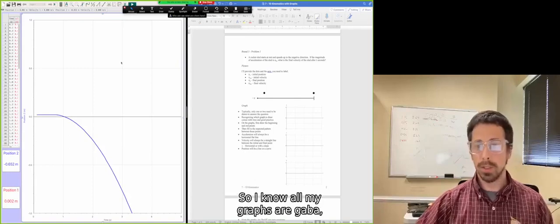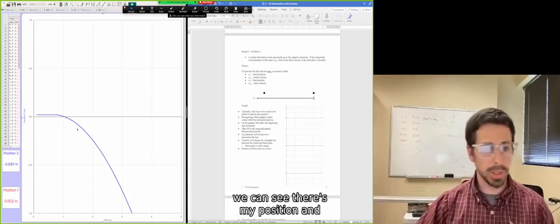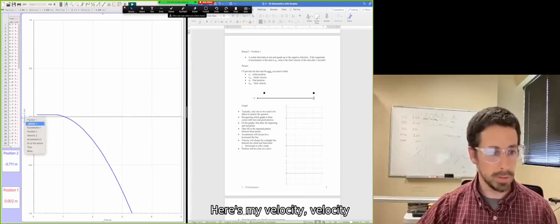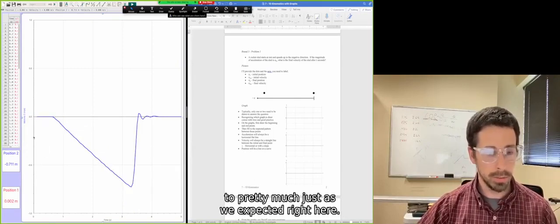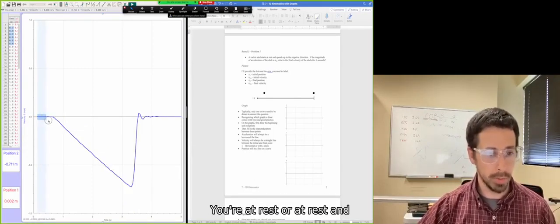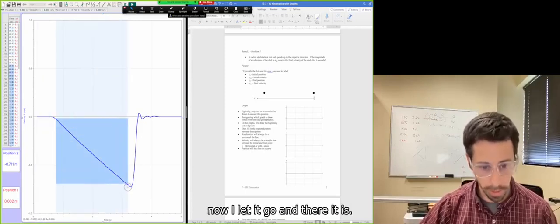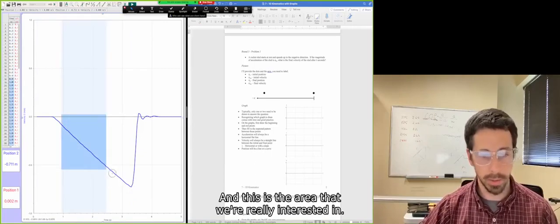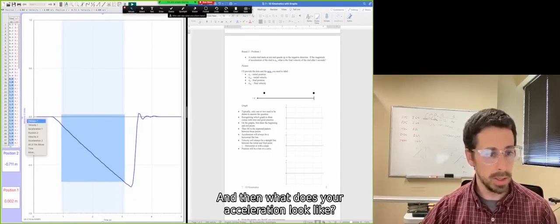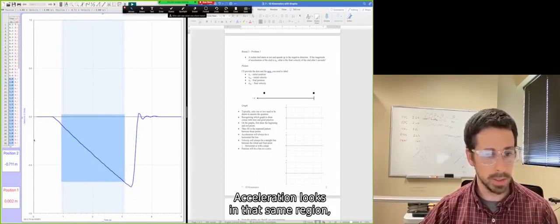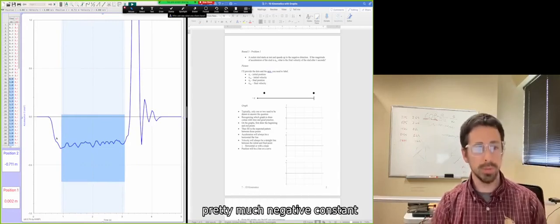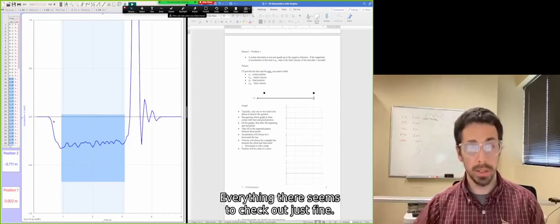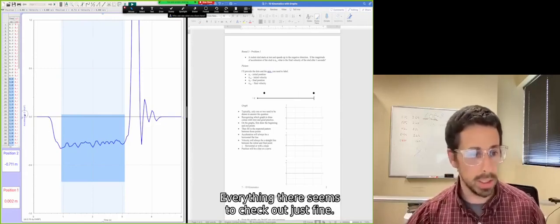There he is. So, I know all my graphs are gone, but we can see there's my position. It looks just like what we expected. Here's my velocity, velocity 2, pretty much just as we expected, right? Here you're at rest, and then I let it go, and there it is. And then I stop it right there. So this is the area that we're really interested in. And then what does your acceleration look like? Acceleration in that same region is pretty much negative, constant, as we've seen before, right? So everything there seems to check out just fine.